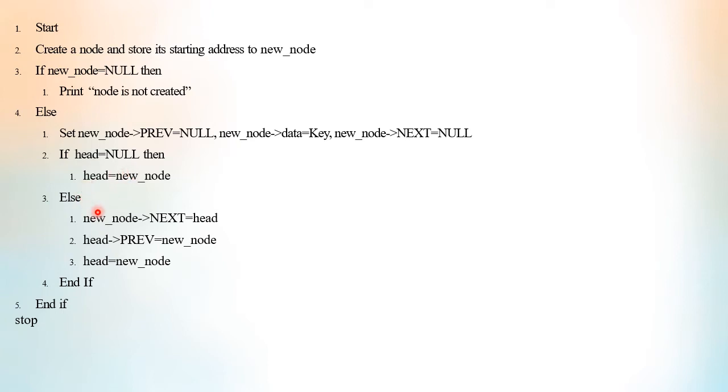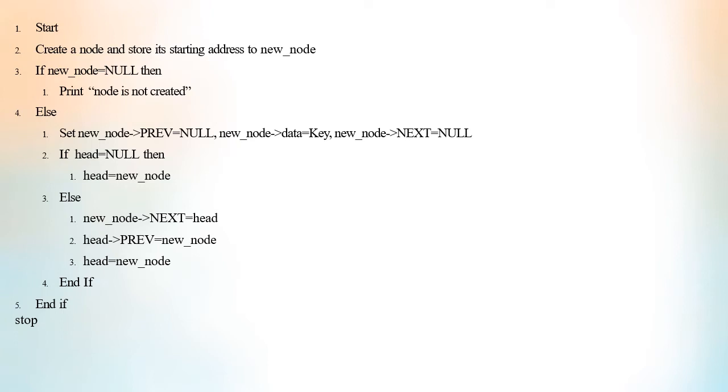In the else case, there will already be a doubly linked list. So we have to add the new node to the beginning of the doubly linked list which already exists. For that, new node next part is equal to head. Previous of head is changed to new node and head is equal to new node. So this is the algorithm for inserting a new node at the beginning of a doubly linked list.